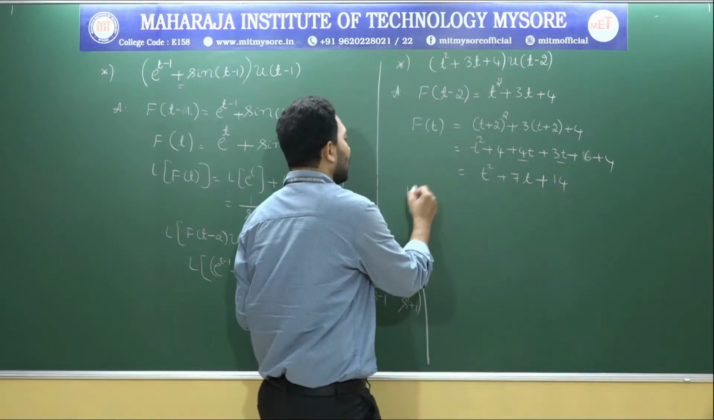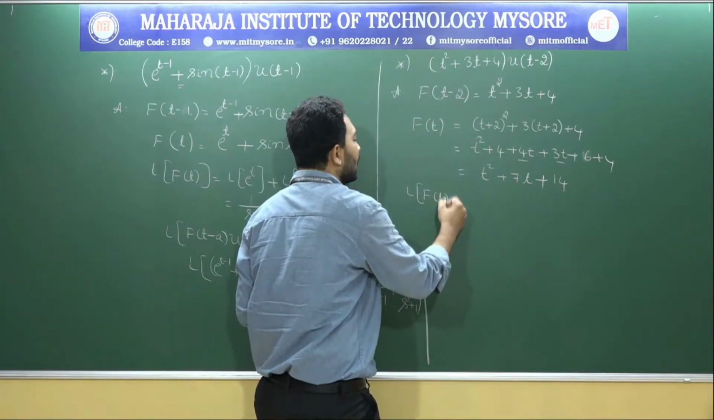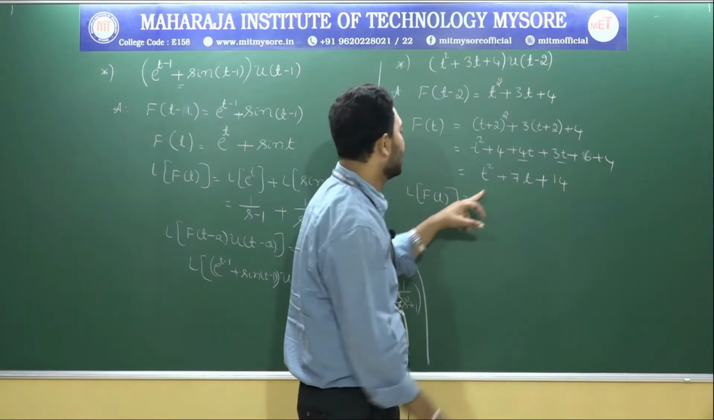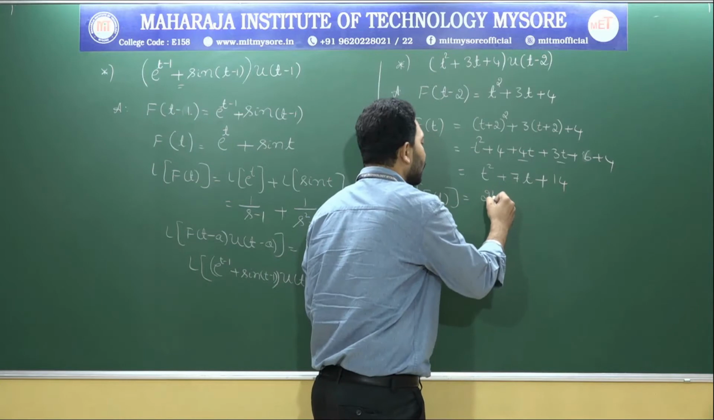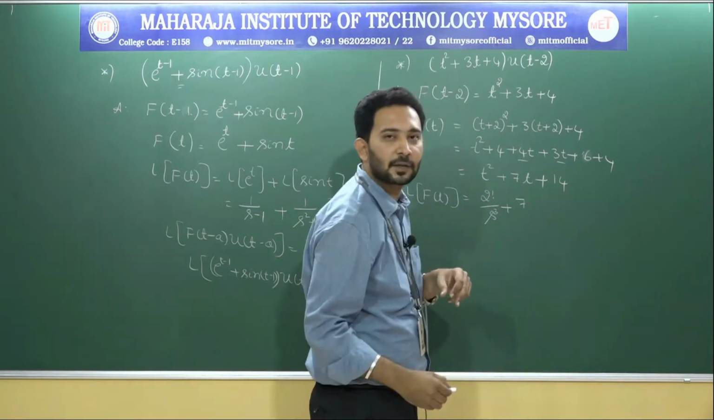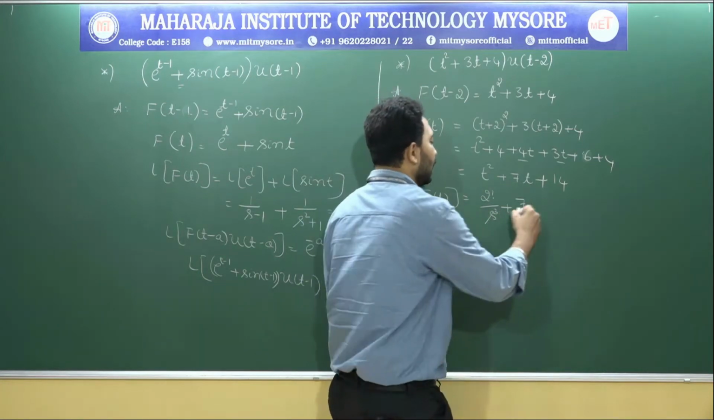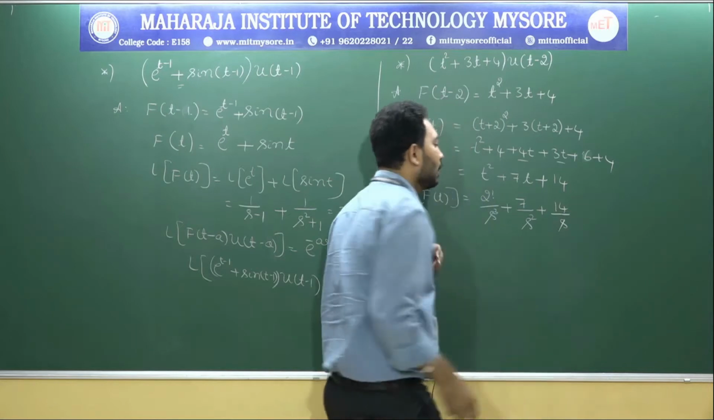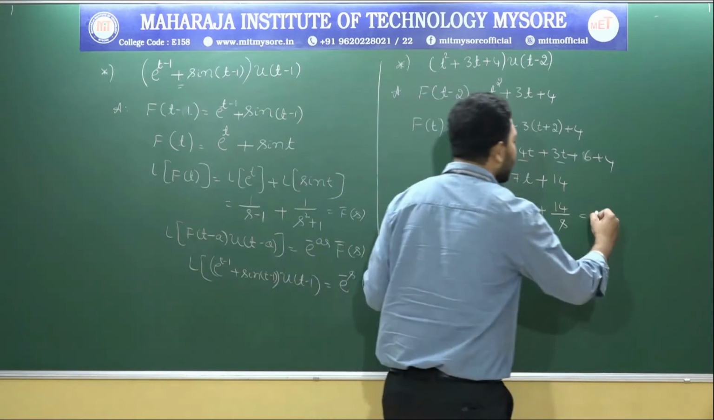14. Then Laplace of f of t equals, so Laplace of t square, I'll directly write the results. Laplace of t square is 2 factorial by s cube plus 7 into Laplace of t, it is 1 by s square, plus Laplace of 14 constant is 14 by s. This is our f bar s.